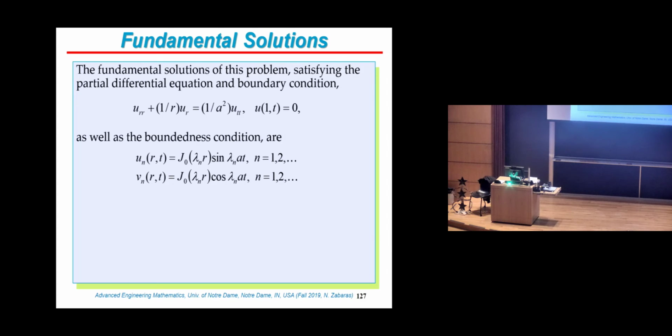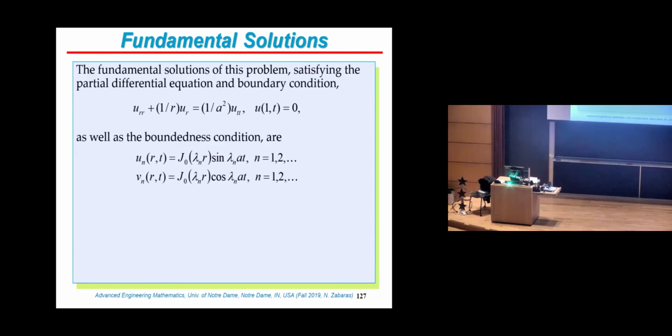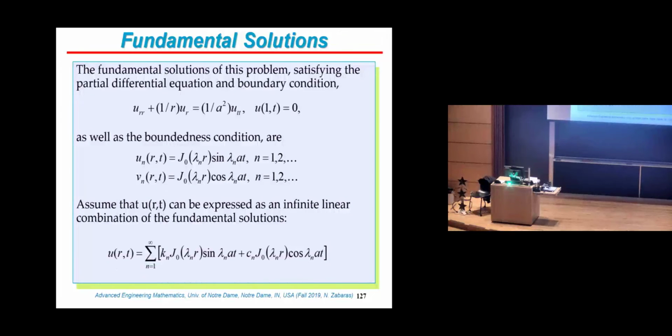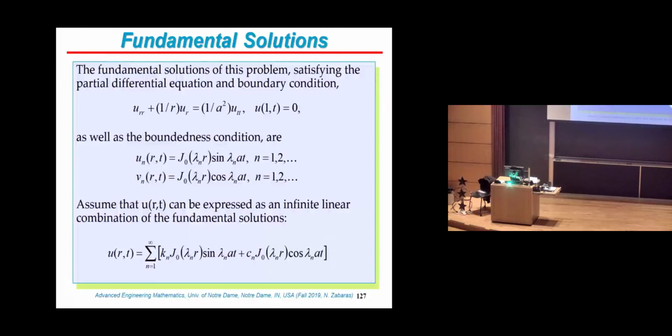All right, so the solutions are J0 times sine and J0 times cosine. And if you want the general solution, it looks like that. All right, not bad. So in the R coordinate you have this Bessel function of the first kind, and then in time you have sines and cosines.